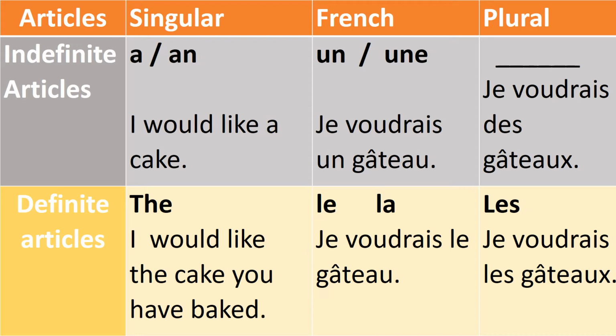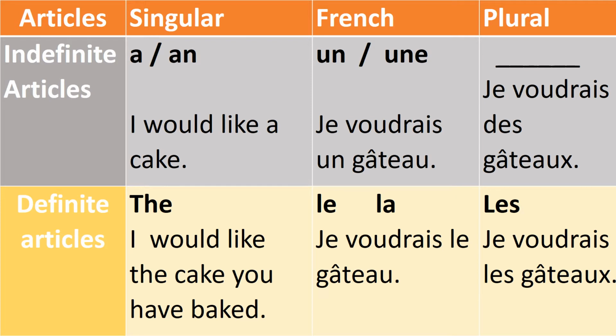Now, definite articles, we are referring to things that we know about. I would like the cake you have baked. Not any cake, the cake you've baked. Okay? So here we're going to have le or la, depending on the gender. So le for masculine and la for feminine. In this case, gâteau is masculine, so we're going to say je voudrais le gâteau.